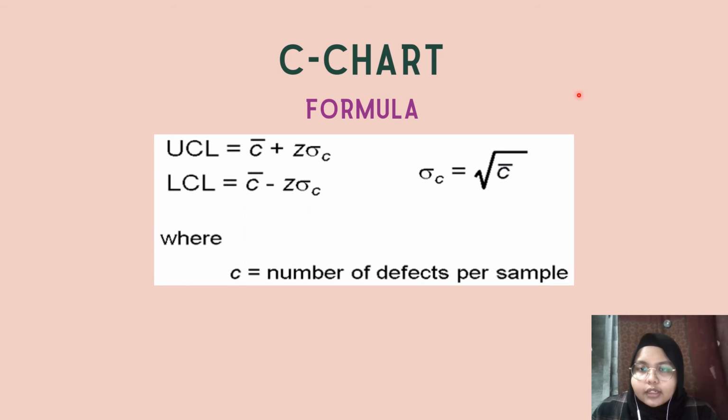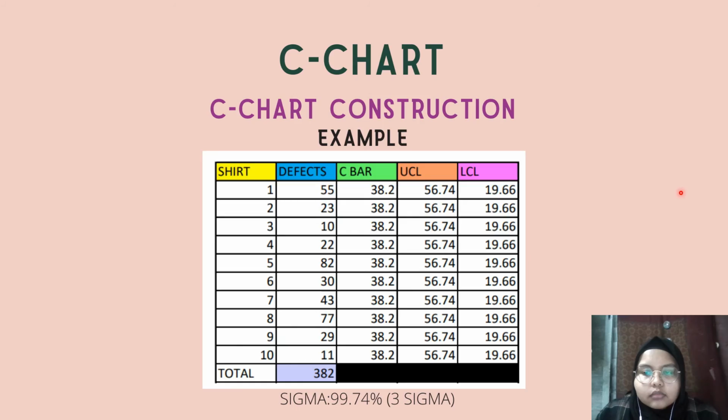These are the formulas needed in order to create a C chart. We need UCL and LCL, same as the P chart just now. To find the UCL for the C chart, we need C bar plus 3 sigma C. To find the LCL for the C chart, we need C bar minus 3 sigma C. And sigma C is equal to the square root of C bar. C is the number of defects per sample.